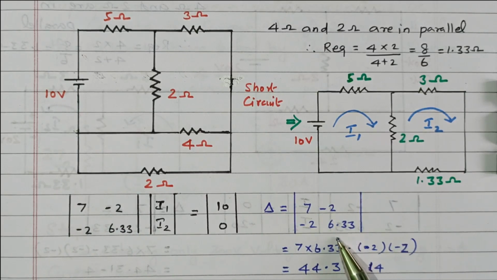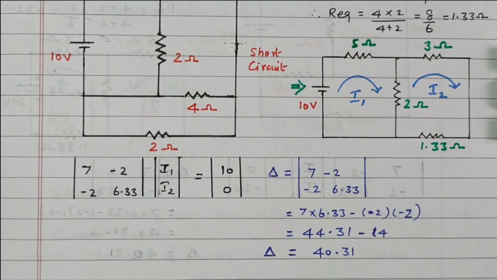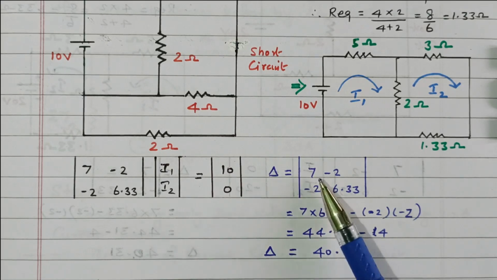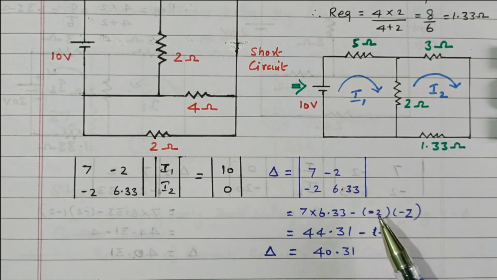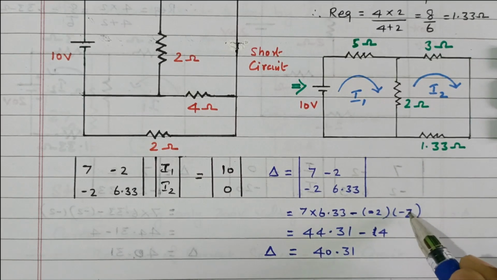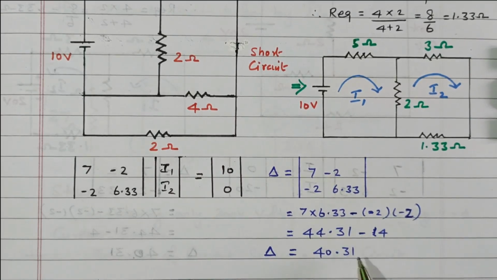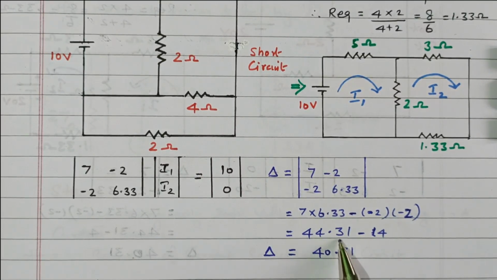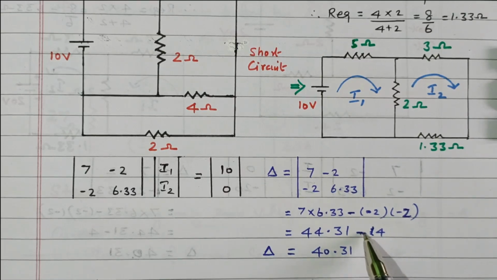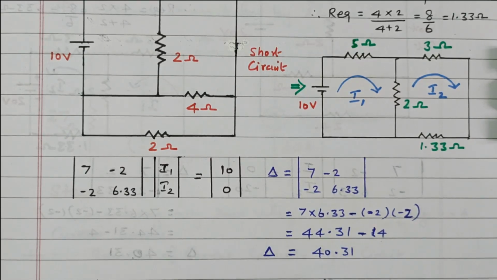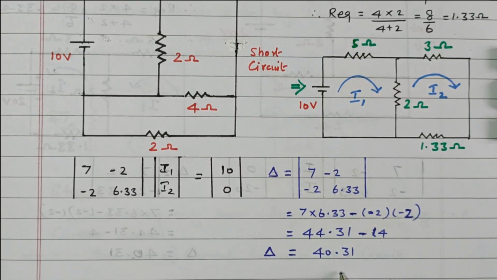We need to find the del value. We have to find the determinant of this matrix. So 7 into 6.33 minus 2 into minus 2. There is already one minus available here, this is also minus 2, this is also minus 2. So 7 into 6.33 is 44.31, minus, and since the 3 minuses are available, finally it is minus only. 2 into 2 is 4. After subtraction, what we got? 40.31. The delta value is 40.31.